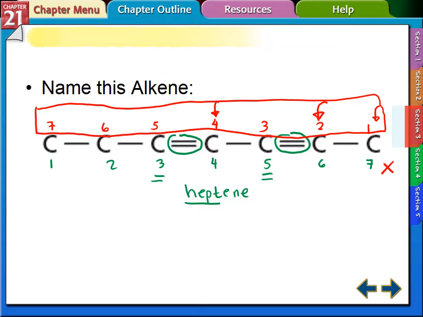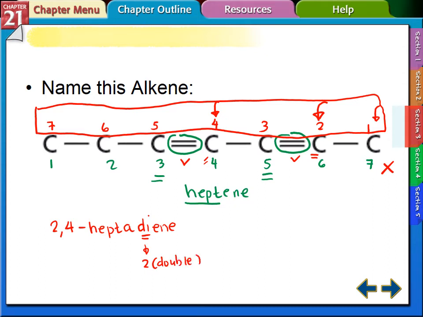Then we will say the name of this alkene would be 2, having said that the first double bond is connected with carbon 2 and the second double bond is connected with carbon 4. It's between carbon 4 and 5, so we say 4 comma 2 hepta. Now since we have 2 double bonds, we will call it heptadiene. The di here indicates that we have 2 double bonds.